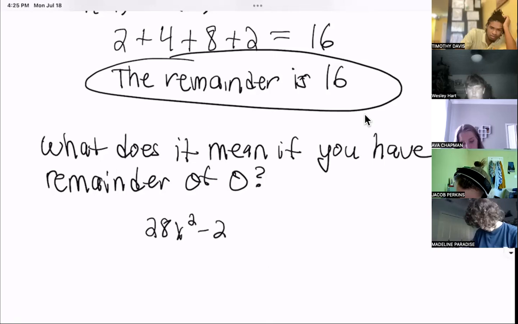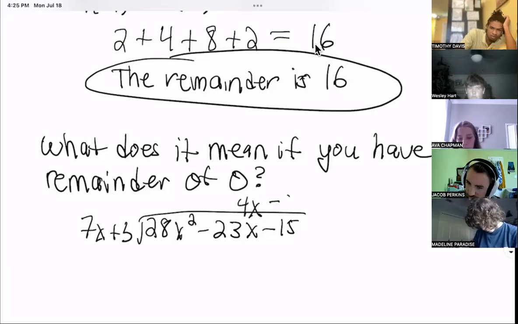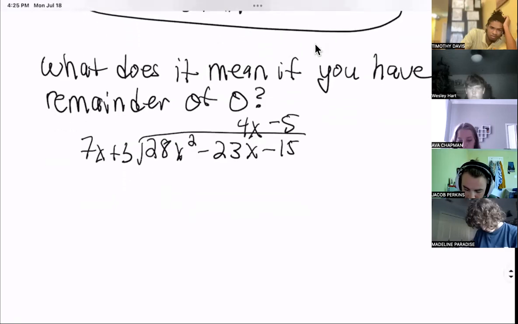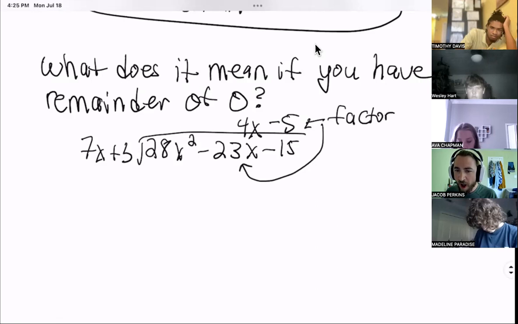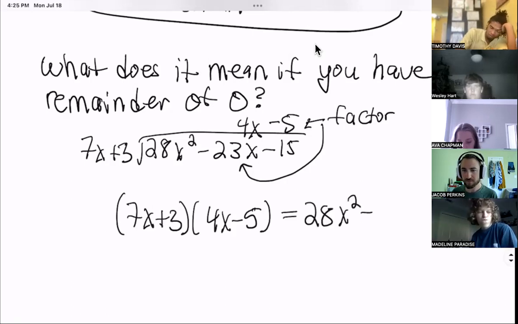We had 28x squared. I'm not going to do the whole thing. Minus 15 divided by 7x plus 3. And we did all our work. We got 4x minus 5. Remainder was 0. What does that mean? That means that this is a factor of that, which is also a factor of this, 7x plus 3, which means if I multiply 7x plus 3 times 4x minus 5, that has no remainder, I will get that polynomial out.